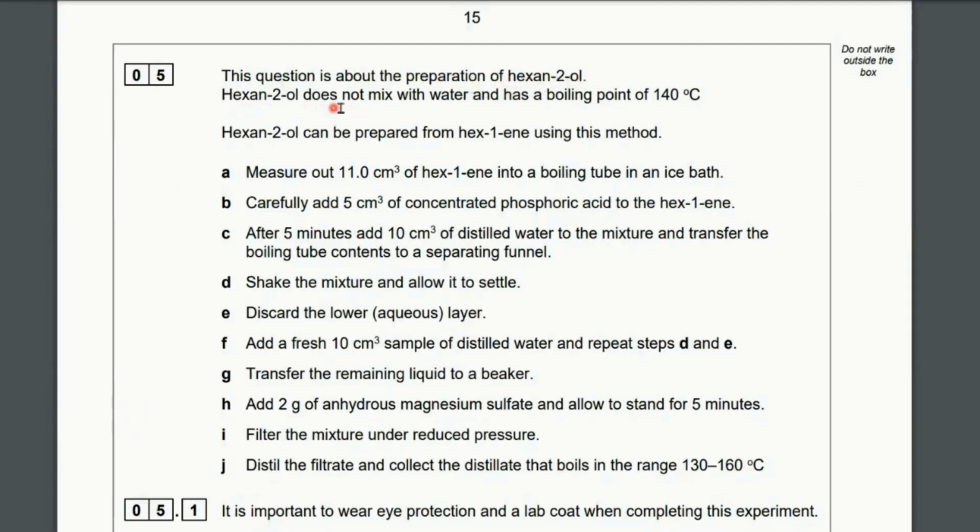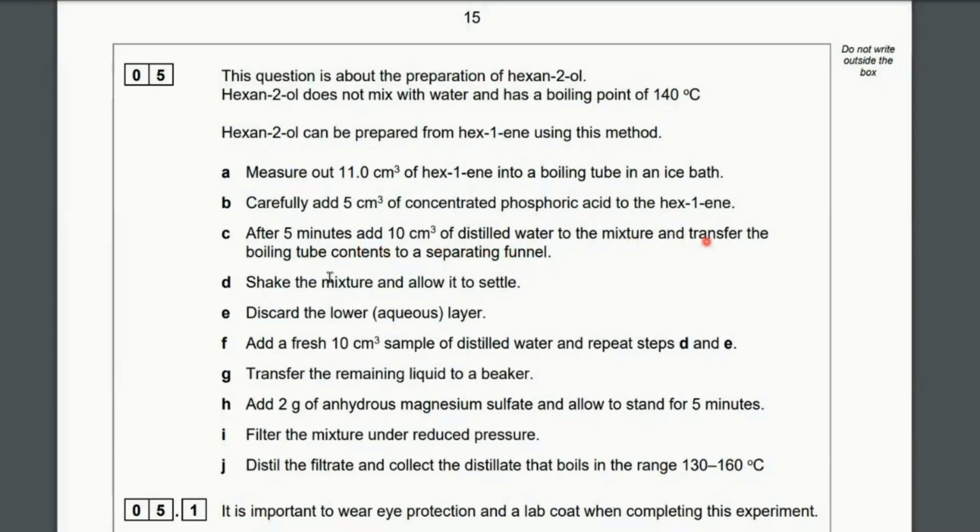Question is about the preparation of hexan-2-ol. Hexan-2-ol does not mix with water, it's immiscible, essentially, and has a boiling point of 140 degrees. Hexan-2-ol can be prepared from hex-1-ene using this method. Measure out 11 cm³ of hex-1-ene into a boiling tube in an ice bath. Carefully add 5 cm³ of concentrated phosphoric acid to the hex-1-ene.